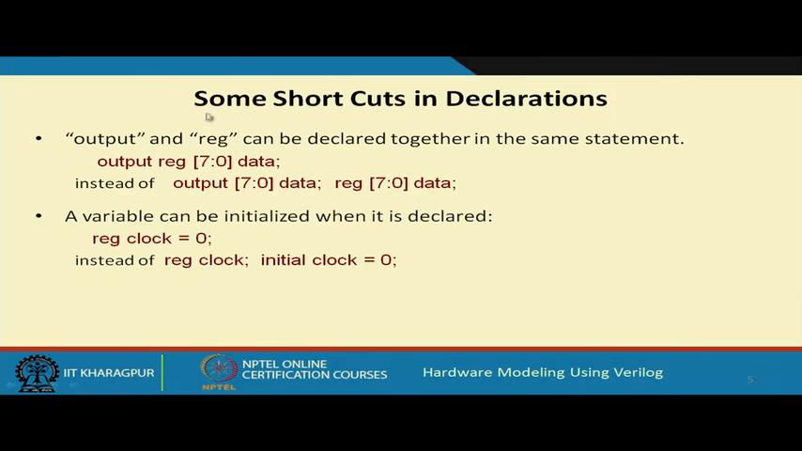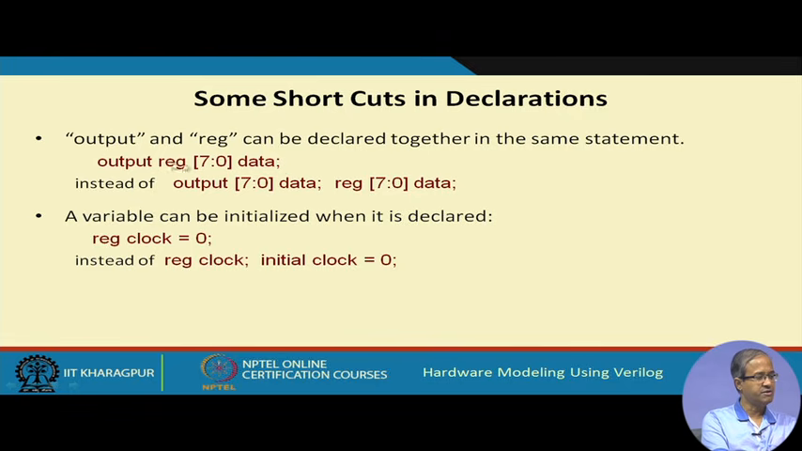But Verilog now permits us to combine these 2 statements in a single statement like this. You can straight away write output reg [7:0] data. So, you are specifying 2 things together, that data is an output and also it is a register type variable. Okay.